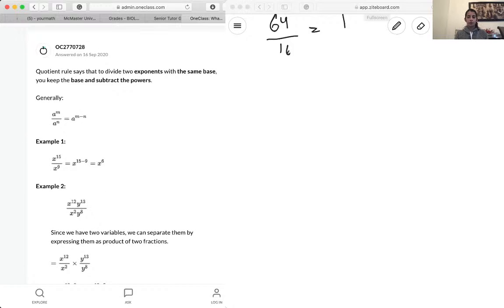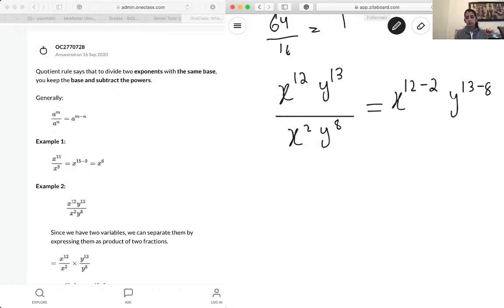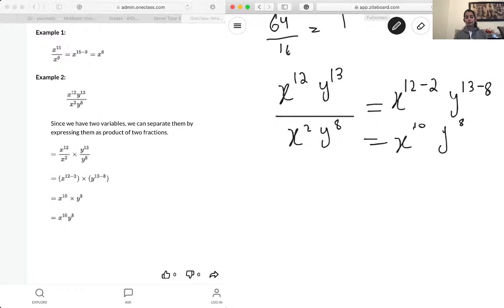We can do another example. One that's a little bit more complicated is x to the power of 12 and y to the power of 13 being divided by x to the power of 2 and y to the power of 8. This can be written as x to the power of 12 minus 2 and y to the power of 13 minus 8, which would then equal x to the power of 10 and y to the power of 5. And there you go.